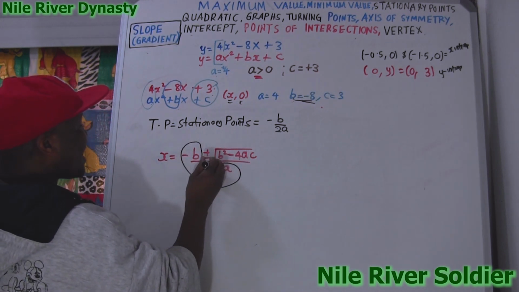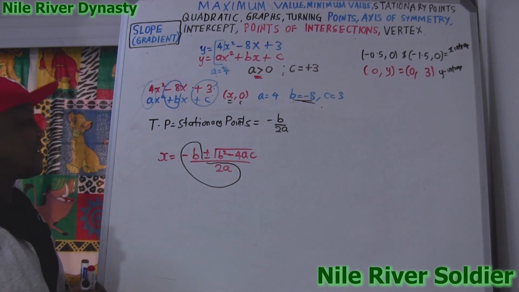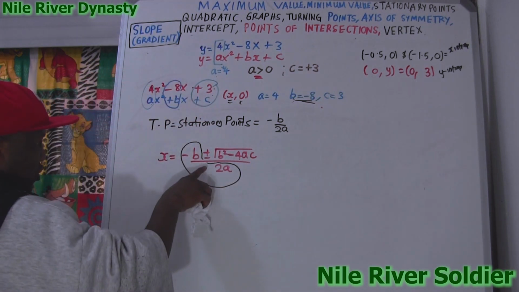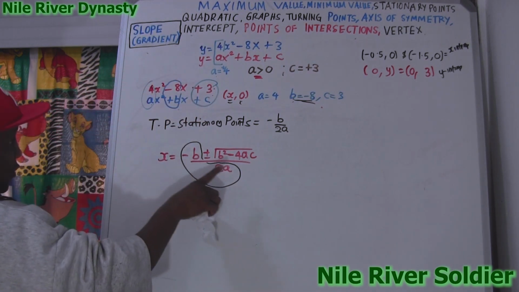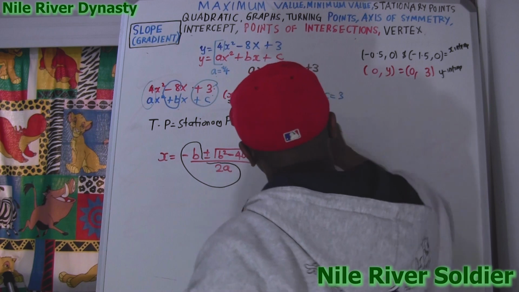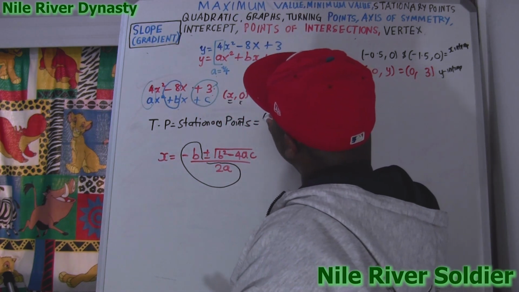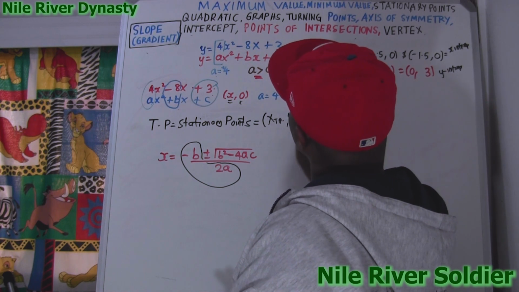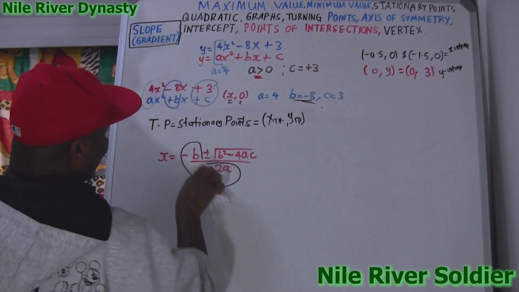This gives you x at turning points: negative b over 2a. So the value of x at the turning point is what you need to get the turning point. To get turning points, it must be x at turning point and also y at turning point. So start with the x at turning point, negative b over 2a.